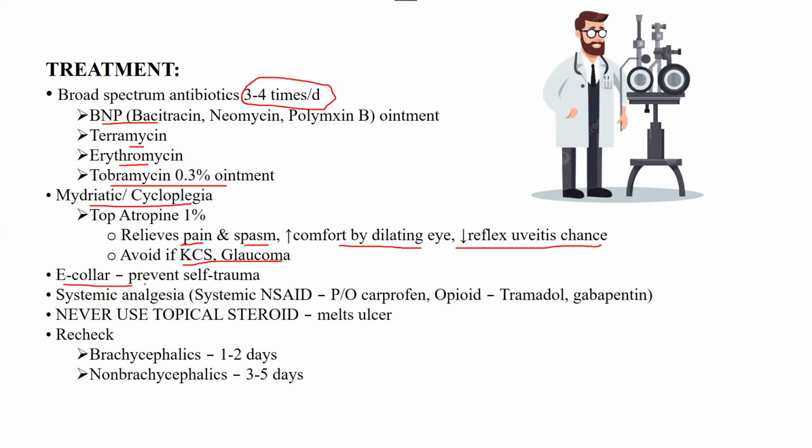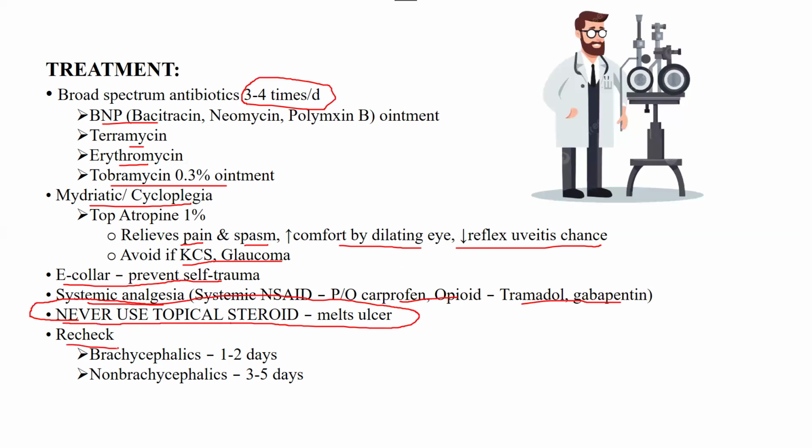Then an e-collar is a must. You have to prevent animals from doing self trauma. You can provide systemic analgesia, like per-oral carprofen, opioid, tramadol, or gabapentin, but you are never going to use topical steroid. This is a very, very, very important point. You are never going to use topical steroid because it will start to melt the ulcer, and it will complicate the situation. So steroids in ulcers are contraindicated.